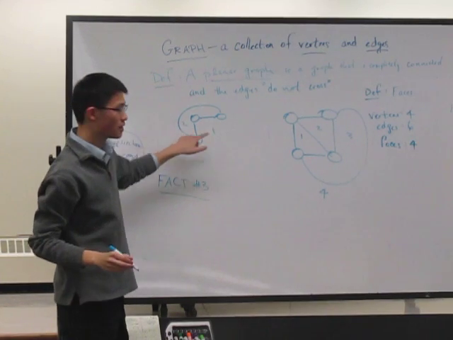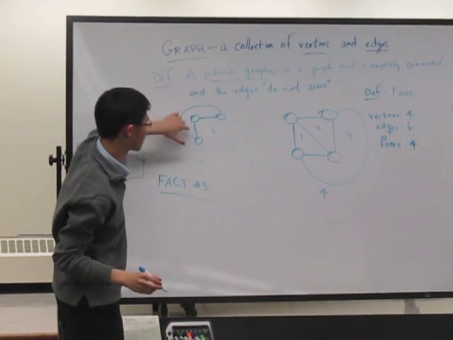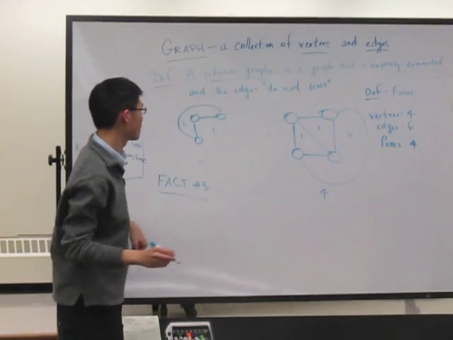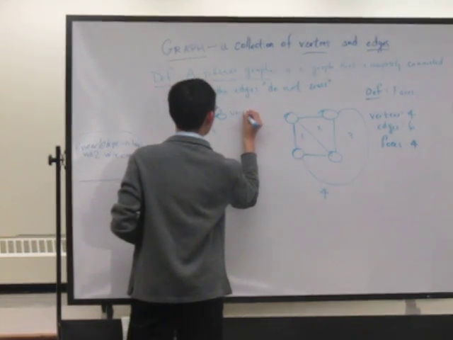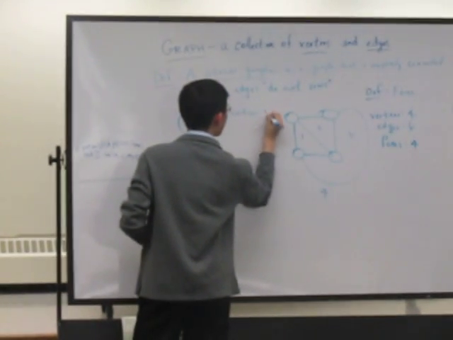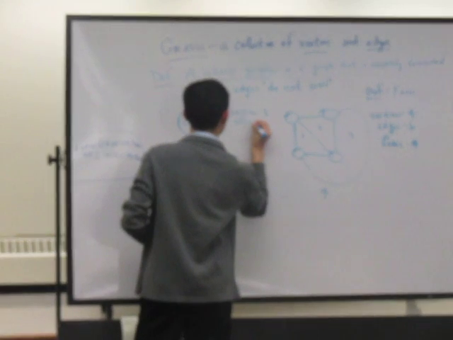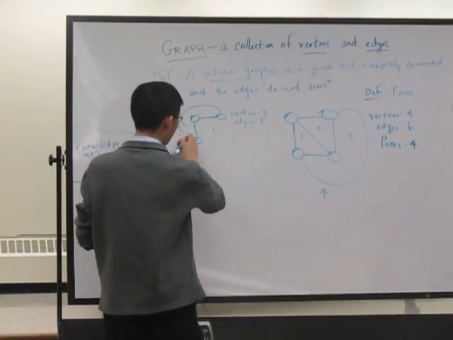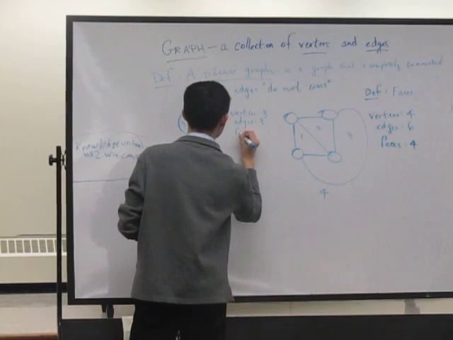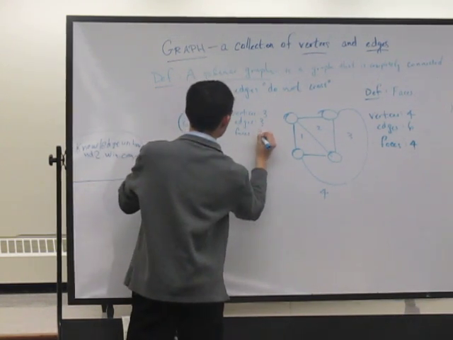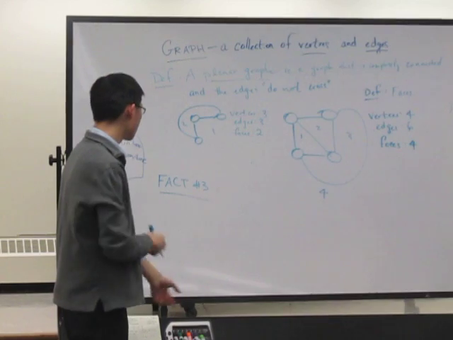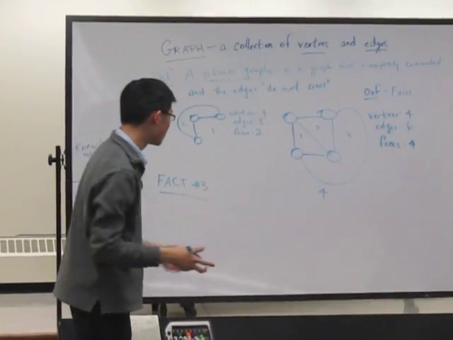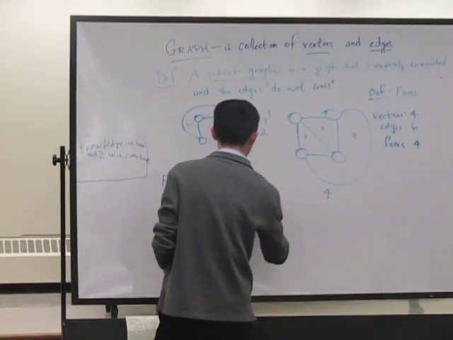Here we only have two faces, you see that? Because there's this giant one on the outside, and then there's that one, right? So vertices here, we have 3. Edges, we have 3, right? 1, 2, 3. And faces, we have 2. Yes.